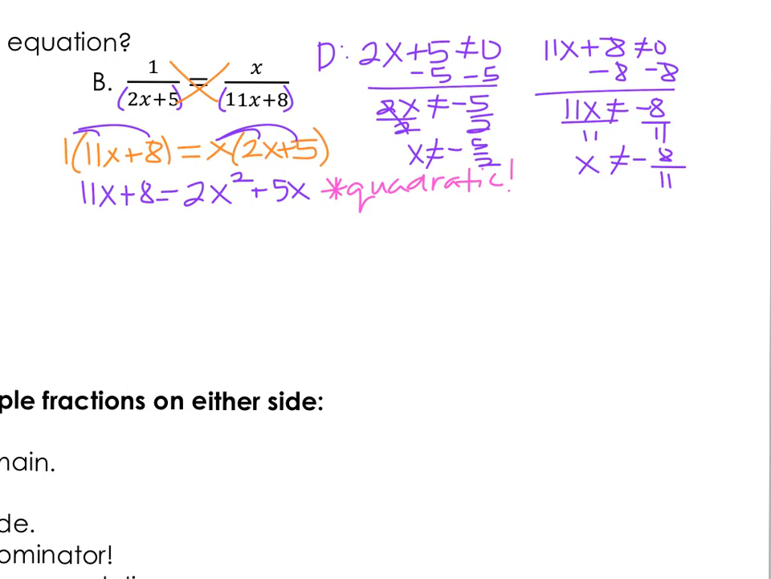All right, it is what it is. I'm going to move 11x over. And I'm also going to subtract 8. That way we have 0 on that left-hand side.